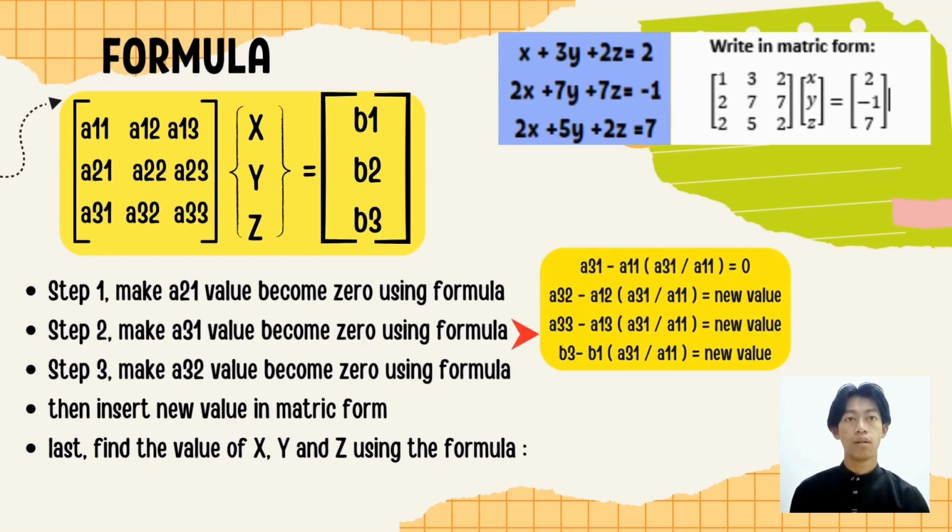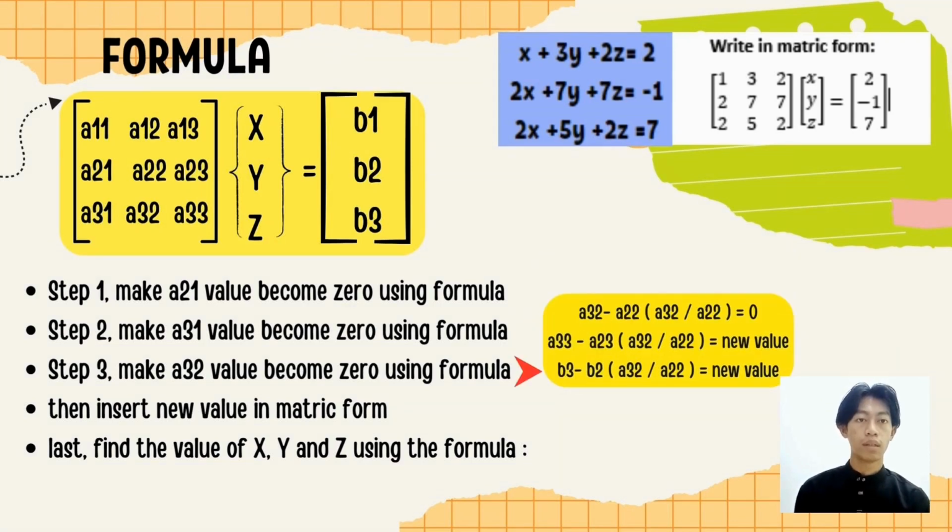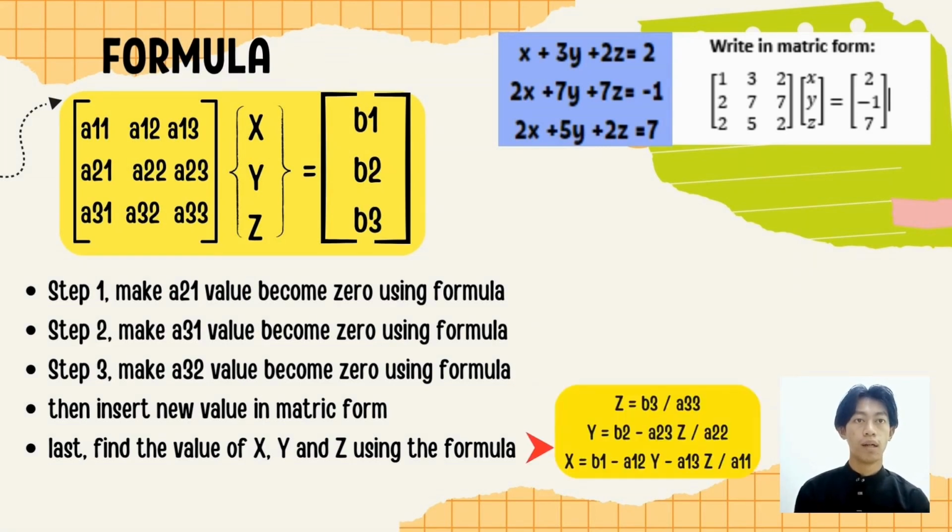For step 2, we must make sure the a31 value becomes 0 using this formula too. Just put the new values in the matrix form after that. For step 3, we must make sure the a32 value becomes 0 using this formula too. Just put the new values in the matrix form. After that, we must find the values of x, y, and z using this formula too. Then we are done.